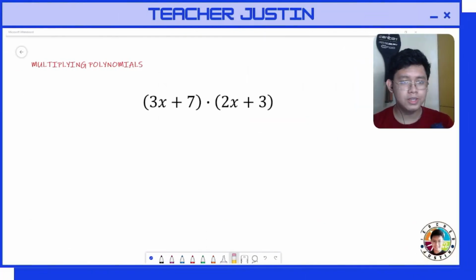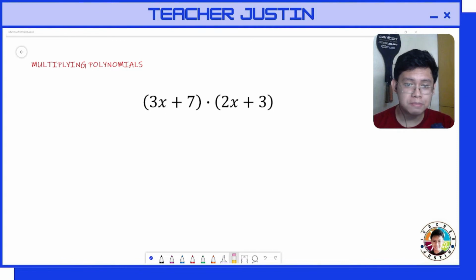Alright, so let's talk about multiplying polynomials. In multiplying polynomials, we apply the distributive property, or we can also apply the FOIL method if we're multiplying a binomial by a binomial. So let's have our first example. For example, we're going to multiply 3x plus 7 and 2x plus 3.